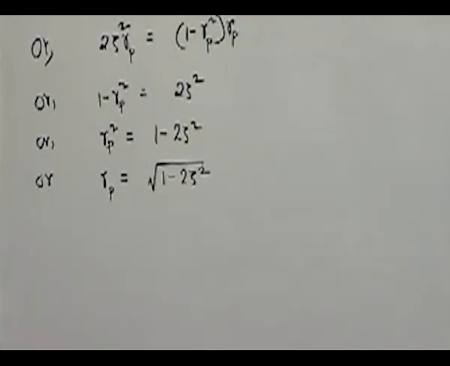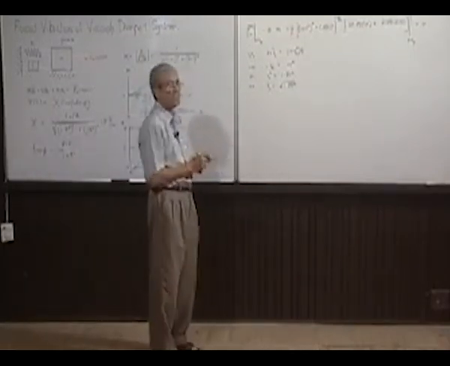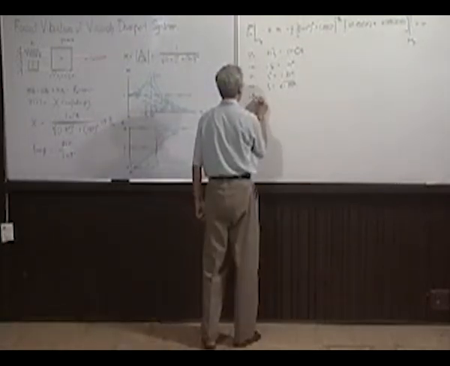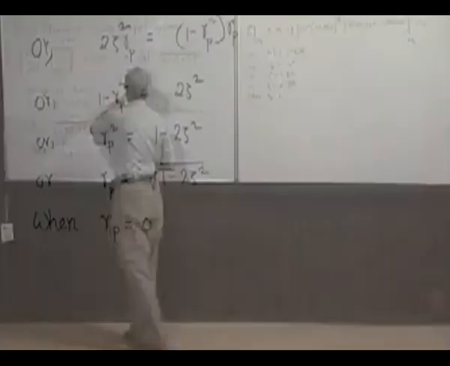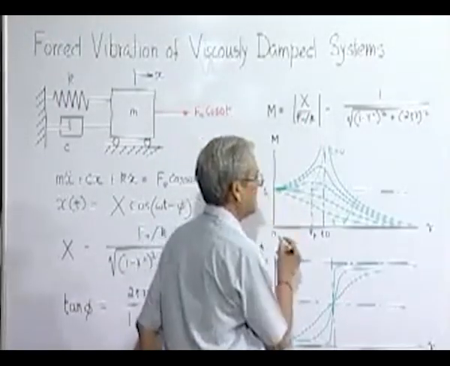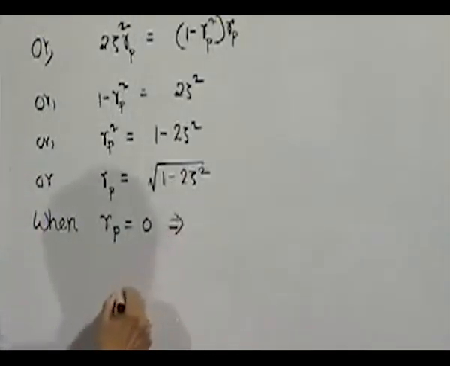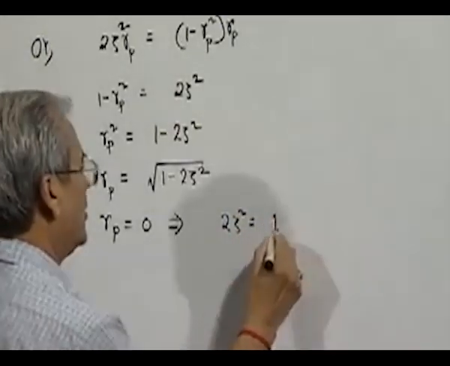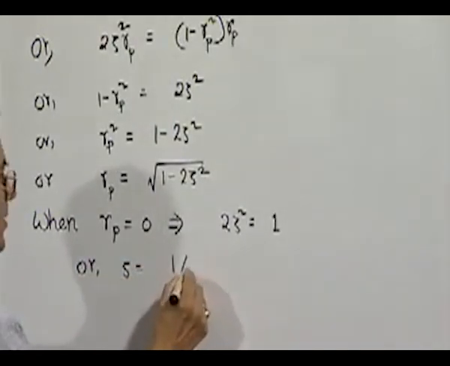There is one particular interesting situation which we will be utilizing at a later time, and so therefore, it is not out of place to discuss it here. When rp is equal to 0, that means the peak itself is at the beginning, then it only reduces, that means it is tangential here. What is the corresponding value of zeta? So, this will lead to 2 zeta square is equal to 1 or zeta is equal to 1 by root 2.